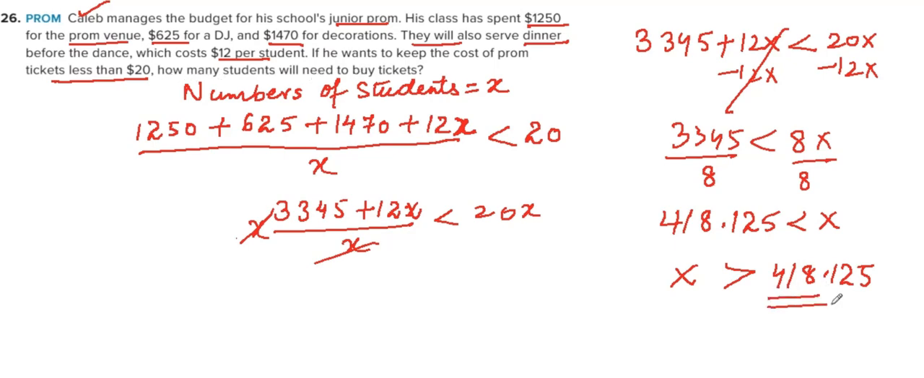More than 418 students are required. So you round off this. Students cannot be in decimals, so x should be greater than 418. So this is your answer. So question number 9 is completed.